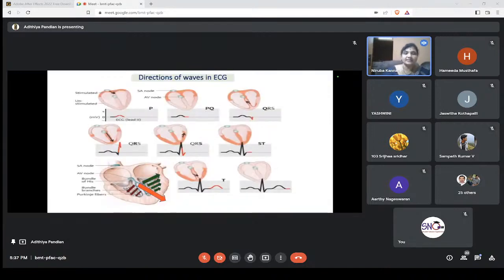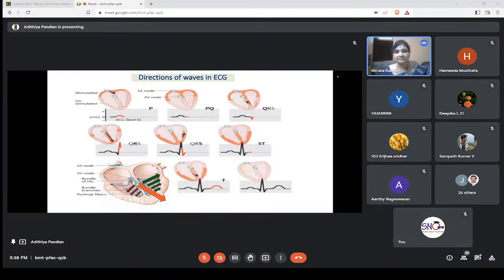Next slide. Okay, this is very, very important: the direction. Why do you get the direction of the waves as positive and negative? The first one is the P wave. We'll come to this bigger heart with all the vectors together. So what is the mean axis of the vector? Altogether, all the electrical activity, the direction of the vector will be that orange color one. Whatever depolarization happens in the orange line direction, it should be a positive wave. Away from it, it should be a negative wave. So P wave is from SA node to AV node, which is in the same direction as this orange vector.